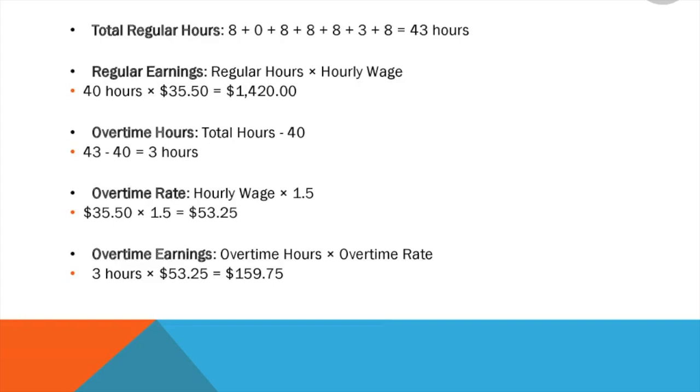Then for the overtime hours, we're going to be taking total hours minus 40, which is 43 minus 40 equals 3 hours. For the overtime rate, hourly wage times 1.5, we have to figure that out. So we're going to take 35.50 times 1.5, which equals $53.25 for the overtime rate. And then the overtime earnings, overtime hours times overtime rate, which is 3 hours times 53.25, which equals $159.75.